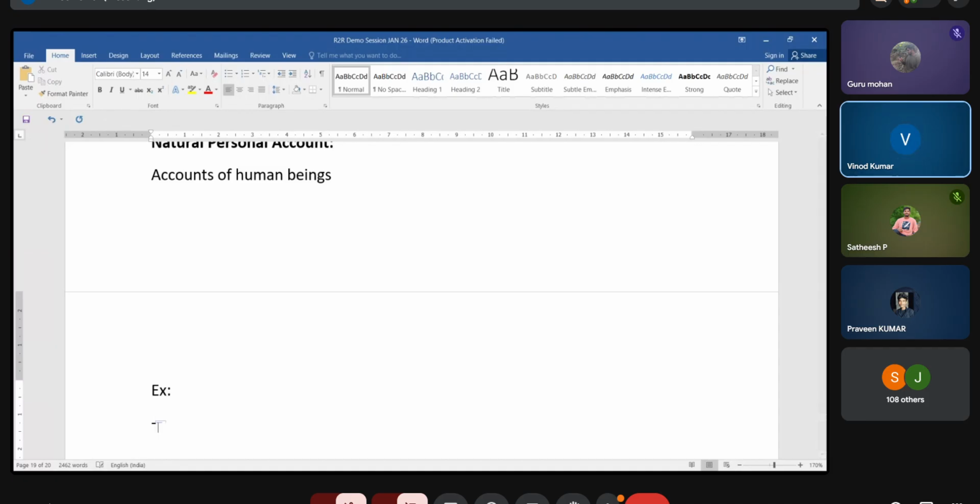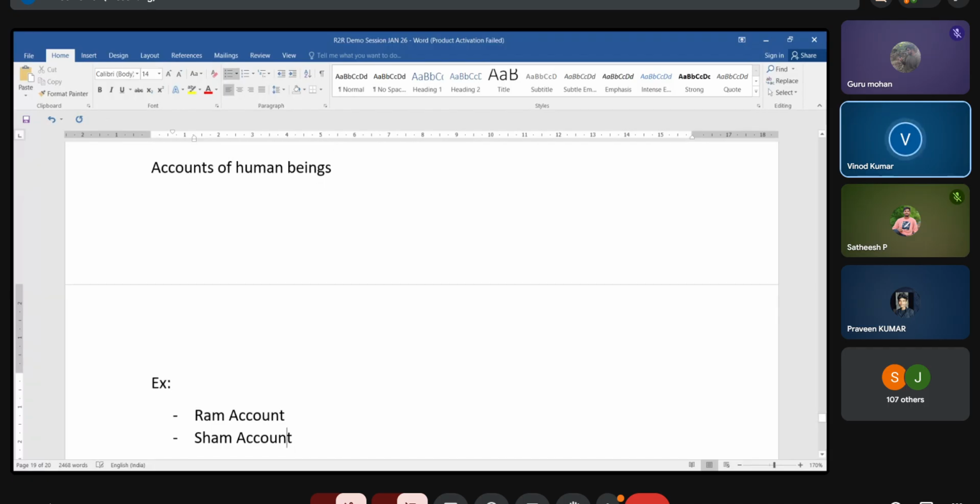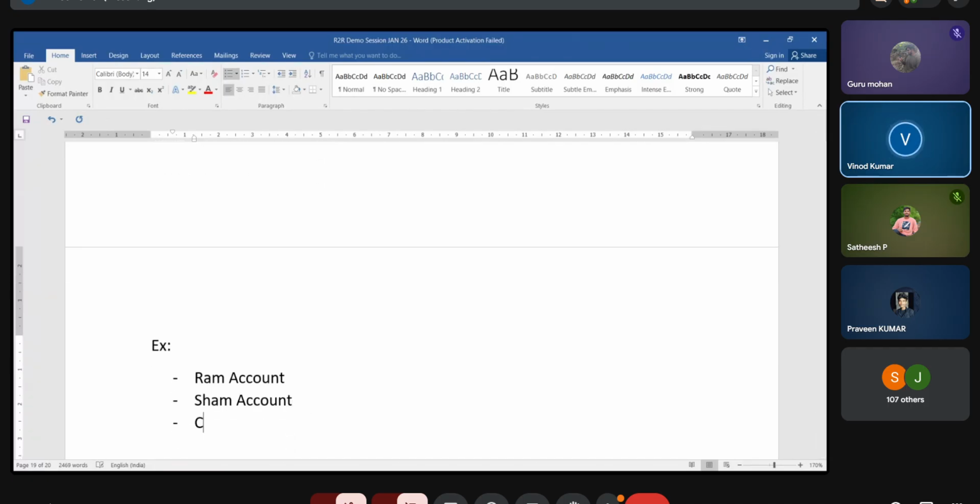Example, Ram account, Sham account. Customer accounts, customers, suppliers, all are natural personal accounts, guys. For natural personal accounts, the rule is the same: debit the receiver, credit the giver.